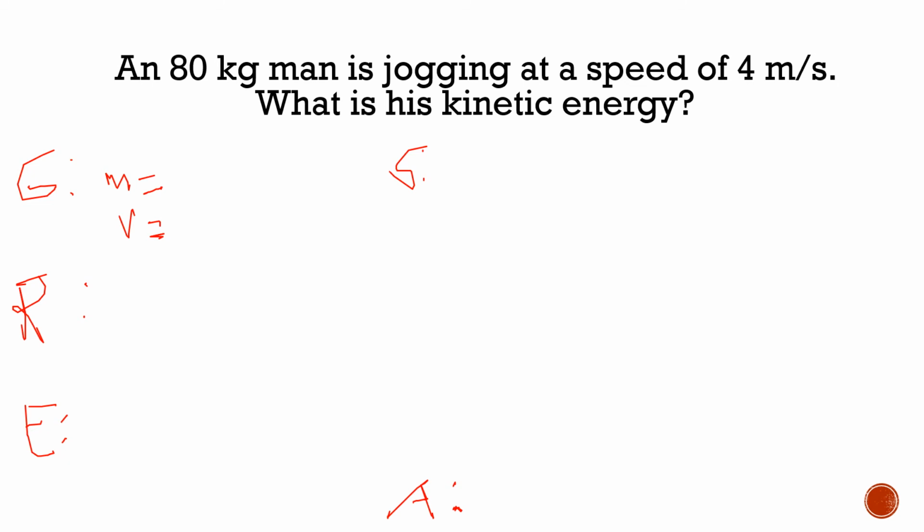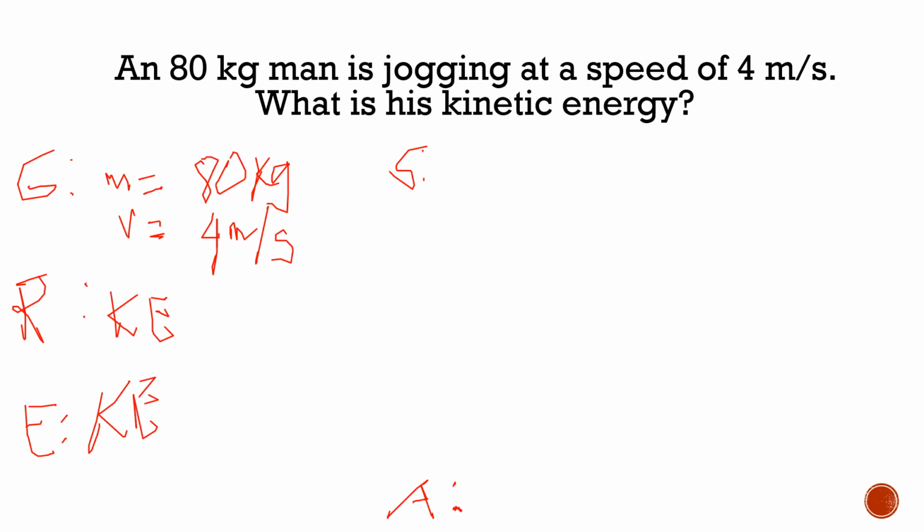Okay, time's up. So let us have now our mass, which is 80 kilogram, our speed, which is 4 meters per second, and we are going to look for kinetic energy. The equation for kinetic energy: kinetic energy is equal to 1/2 mv squared.